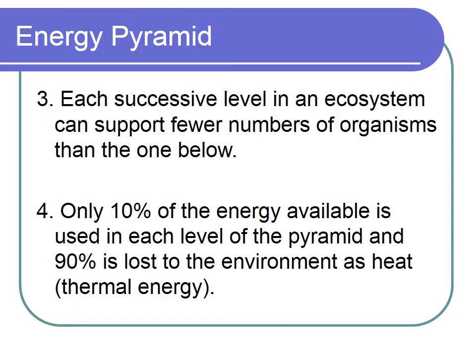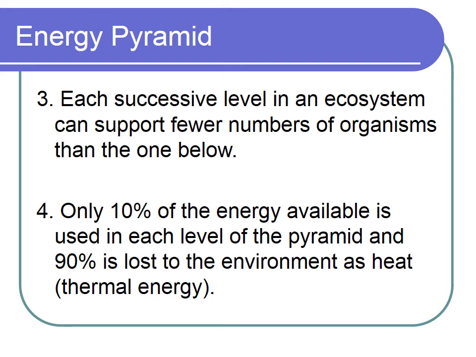Each successive level in an ecosystem can support fewer numbers of organisms than the one below it. Only 10%. And I was asking you a couple slides ago to look at the pattern and notice the number 10. Each successive level can support fewer numbers, and that's because only 10% of the energy available is used in each level of the pyramid. 10% is used in each level. Out of 100%, 10% is not a lot. 90% is lost to the environment as heat energy or thermal energy. Remember, therm means heat. And 90% is lost to the environment.